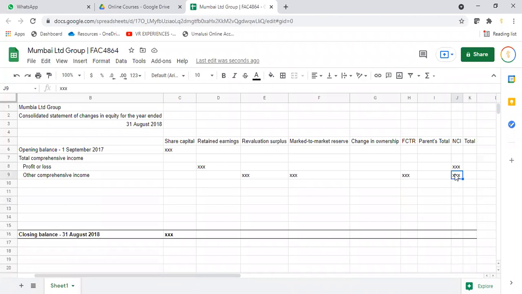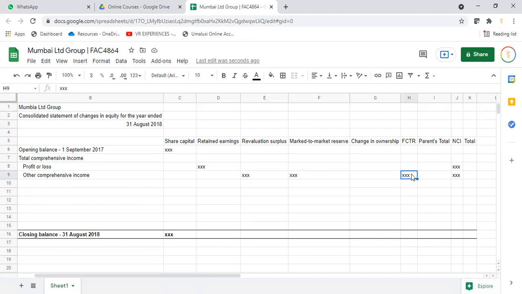But for the parent, you must be aware that you have more than one type of other comprehensive income. There will most likely be separate columns, separate equity balances, for this, for that, and for that. So the parent's other comprehensive income will have to be split between what relates to revaluation, what relates to mark-to-market, and what relates to FCTR. Very important. Once again, the way I set up my calculation makes it easy to gather this information.